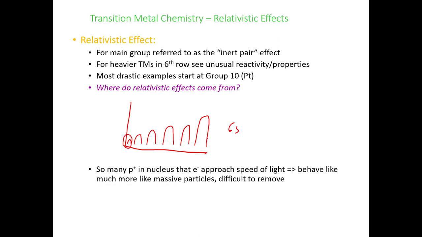The nucleus is so positive and charge dense that the electrons in the 6s orbital approach the speed of light to prevent from collapsing into the nucleus. At these speeds, the electrons behave like massive particles with large amounts of inertia. This is pretty much the same explanation as was given for the inert pair effect.